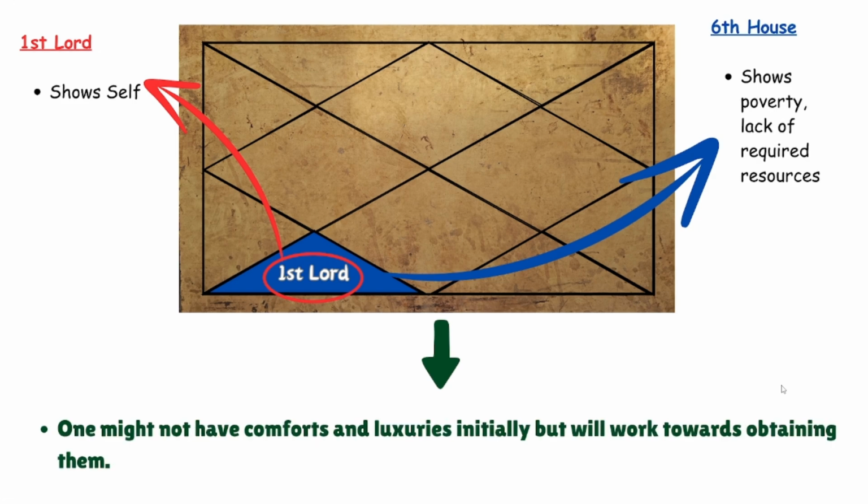First lord is a lord of self, and sixth house is a house of poverty and lack of required resources to achieve what you want to achieve. So with this placement, there is a possibility that one might not have enough comforts and luxuries, especially growing up and in the initial phases of their life, but they will work towards obtaining them later ahead in their life. But again, we have not considered any other placements. We are just talking about the singular placement here.